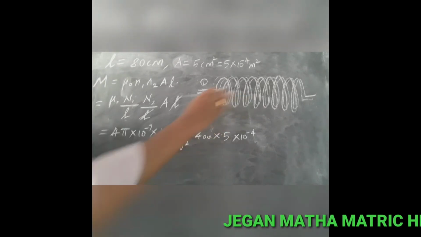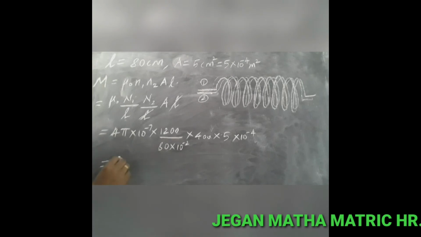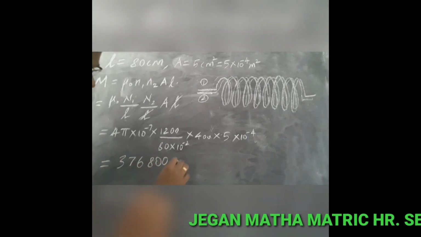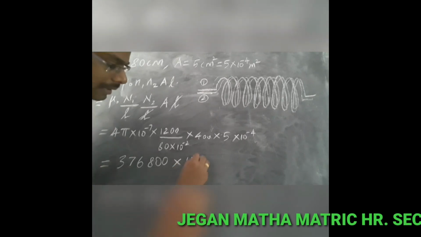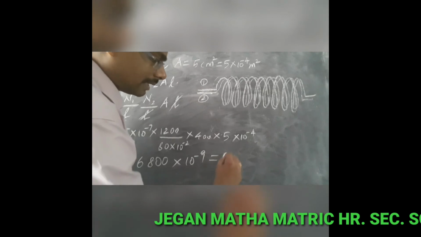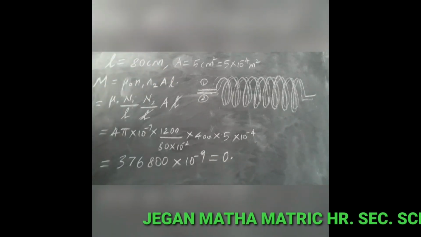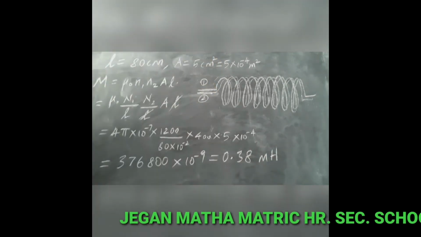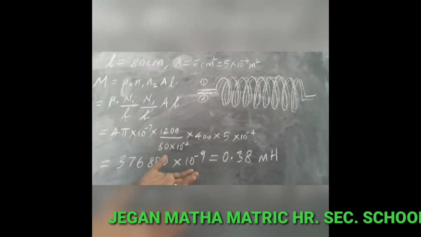So take 10 to the powers separately and cancel the other things. So you can get this answer into 10 to the power of minus 9, which can be written as 0.38 millihenry. Using the log also you can solve this easily.